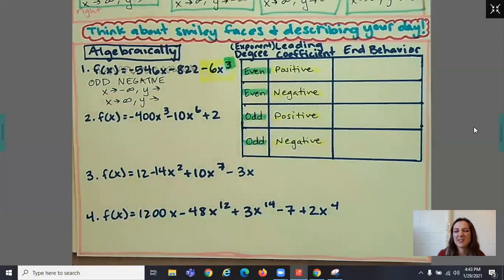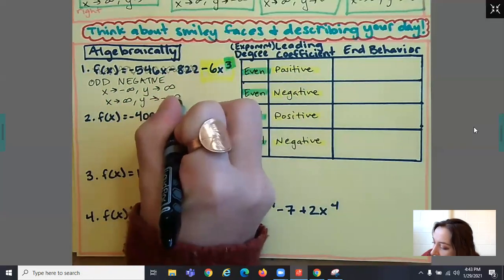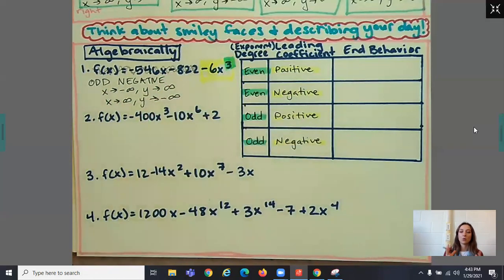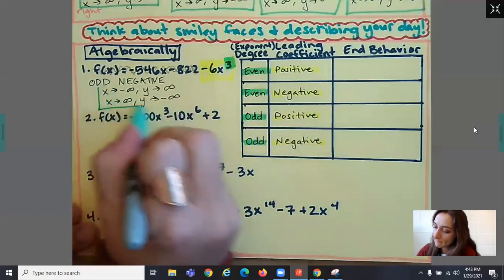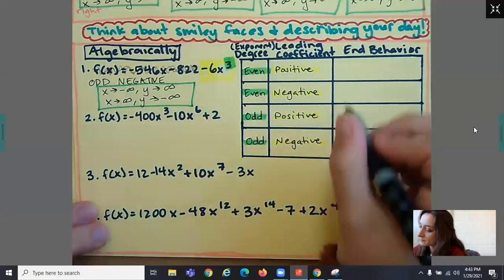And since it's odd negative, thinking about describing your day, what would be a negative day? That would be starting good, ending bad. So starting good up at positive infinity, ending bad down at negative infinity. So starting good, positive, ending bad, negative. This is what our end behavior is going to be for an odd negative function. So I'm going to copy that over to my odd negative in the table.